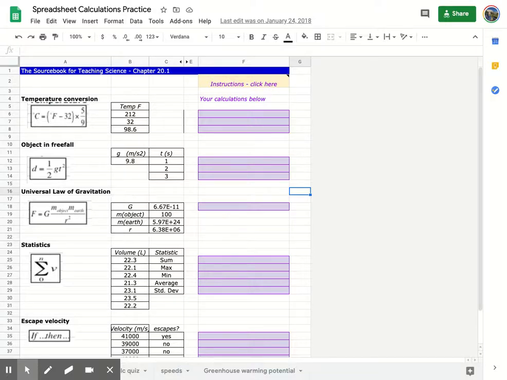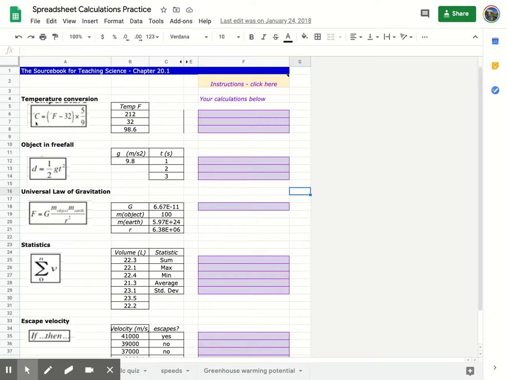This video is going to discuss how to do calculations in the spreadsheet. On this sample spreadsheet, we have a number of calculations written in typical algebraic fashion over here, and we want to show how to enter that into a spreadsheet so that the calculations can be done.